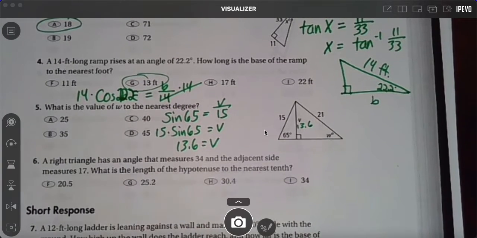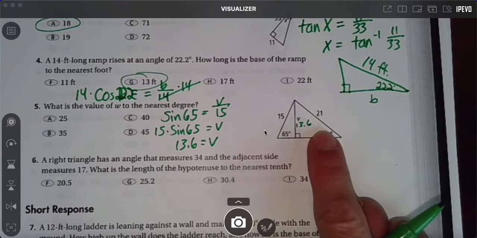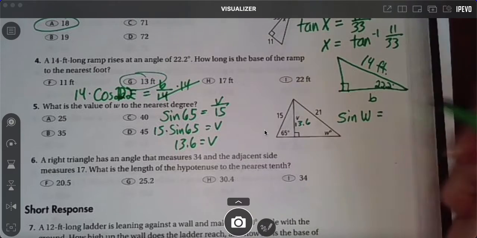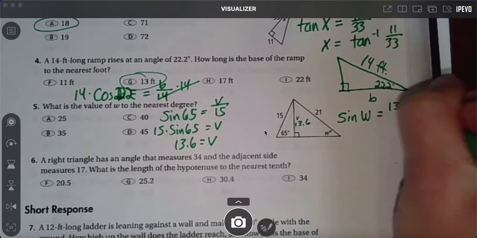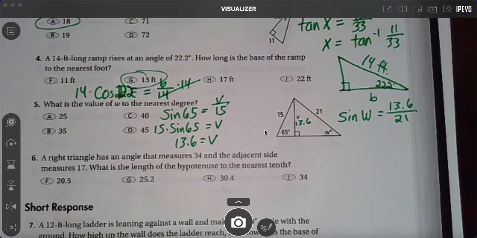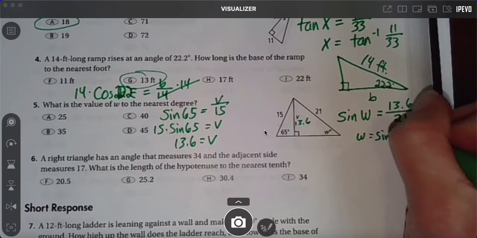Now, can I find W? Yeah, I have enough information. So is this sine, cosine, or tangent? I have opposite and hypotenuse. So the sine of W equals the opposite over the hypotenuse. What do you do when you're looking for the angle? The inverse, yeah, the -1. The only way to move that sine is to take the inverse.